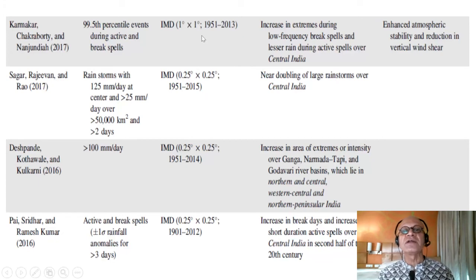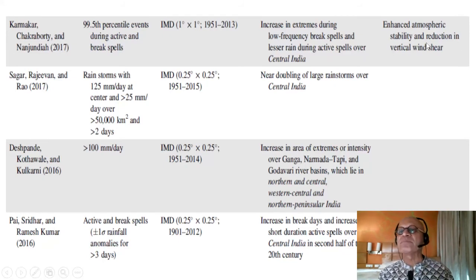This is looking at IMD data again, identifying an increase in extremes during low frequency break spells and lesser rain during active spells over central India. So low frequency break spells are the 20 to 60 days. So usually the active and break periods can be split into high frequency, so 10 to 20 days, and low frequency, 20 to 60 or 20 to 100 days.